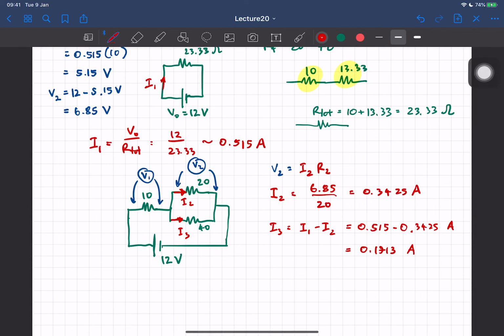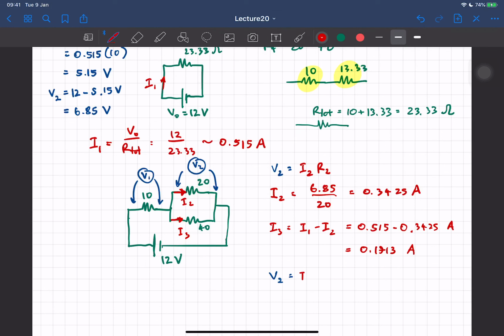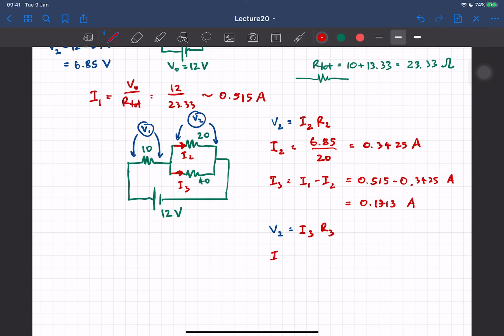Or if you want to double check, you can also say V2, which is also the voltage across R3, must also satisfy Ohm's law. So it's going to be I3 times R3. So I3 must be 6.85 divided by 40. And you're going to see that it gives the same answer as the other way of calculating.